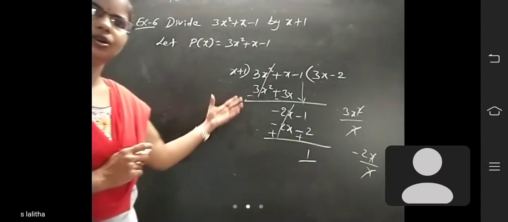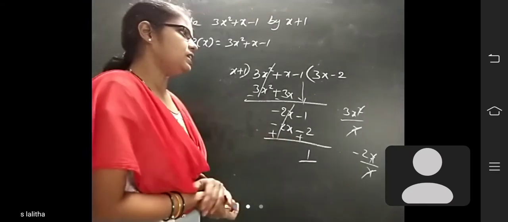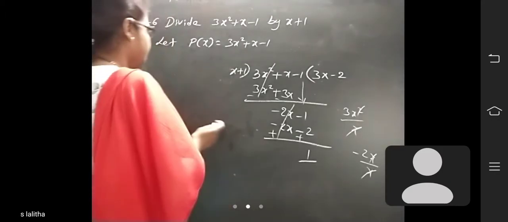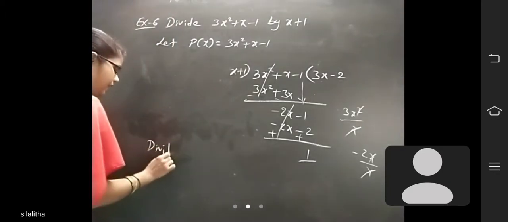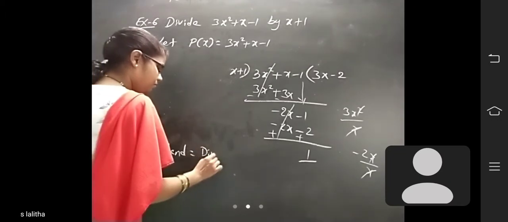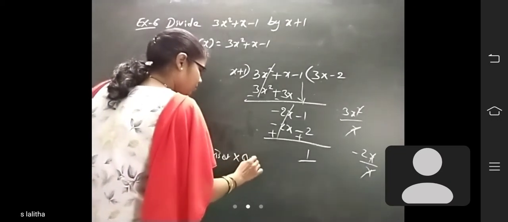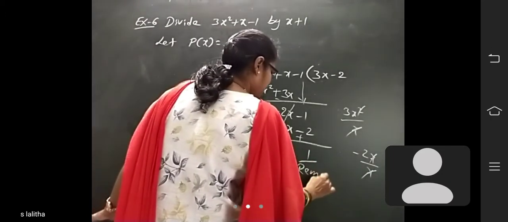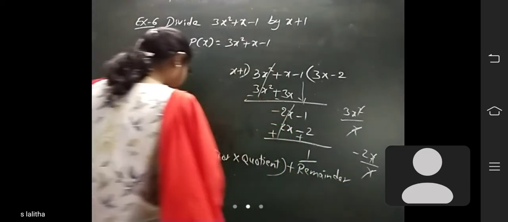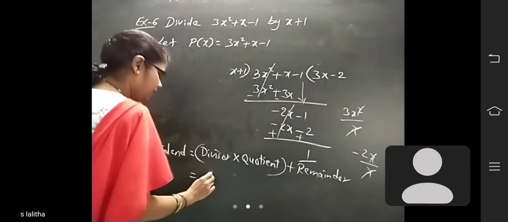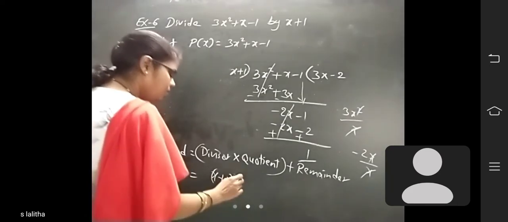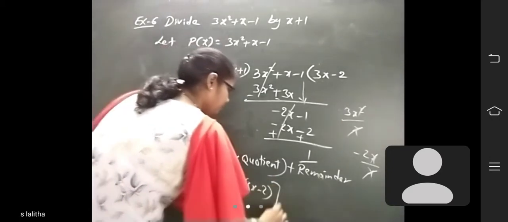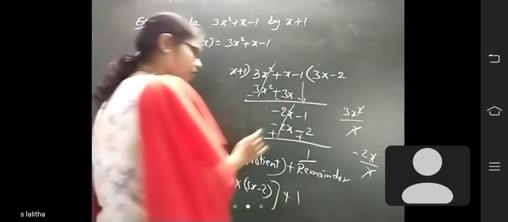Did you understand? Now, can you write the division fact? Yes, what is the division fact? Dividend equal to divisor into quotient plus remainder. What is the divisor? x plus 1, into quotient. What is the quotient? 3x minus 2, plus remainder. What is the remainder? 1.